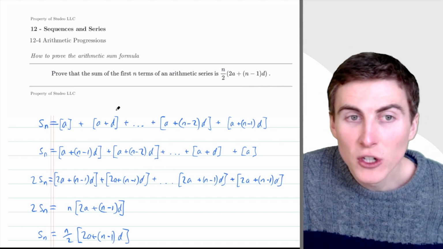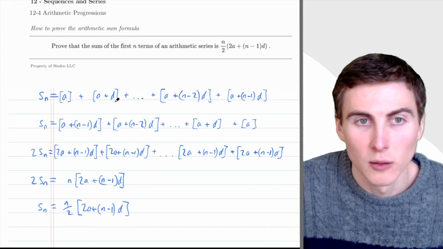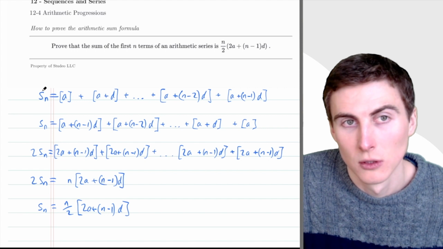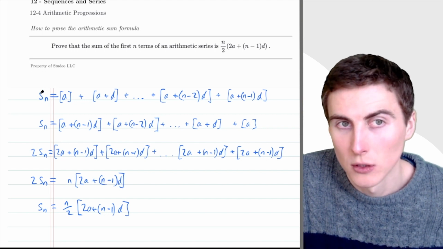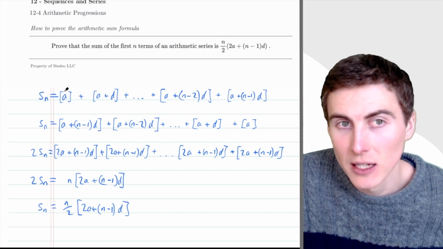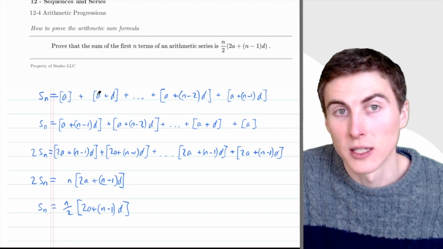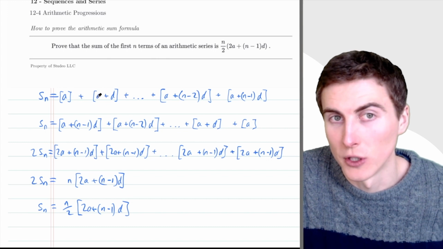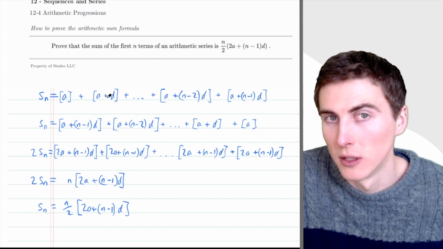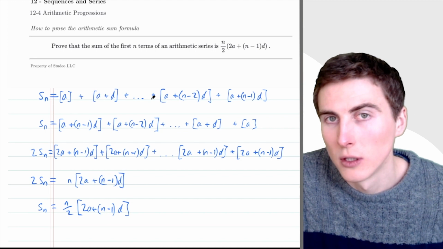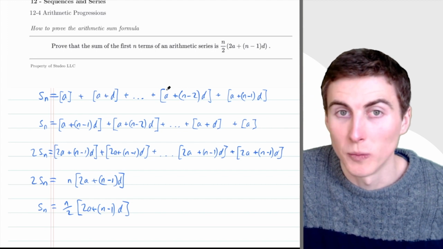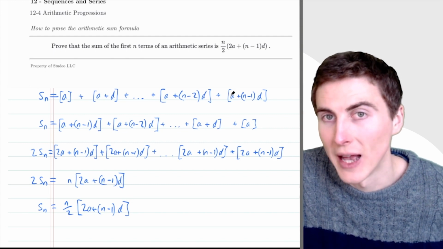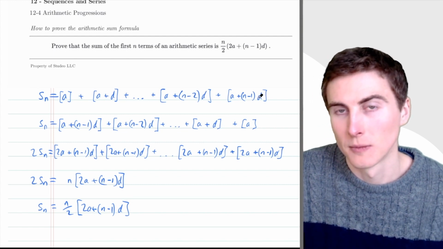So the first thing we want to do is write out the sum in algebra. So S_n, the sum of n terms, is going to be a, the first term, plus the second term, which we can express as a plus d, because the first term add the common difference gives you the second term. And so on, so on. Then the second last term would be a plus (n minus 2)d, whereas the very last term would be a plus (n minus 1)d.